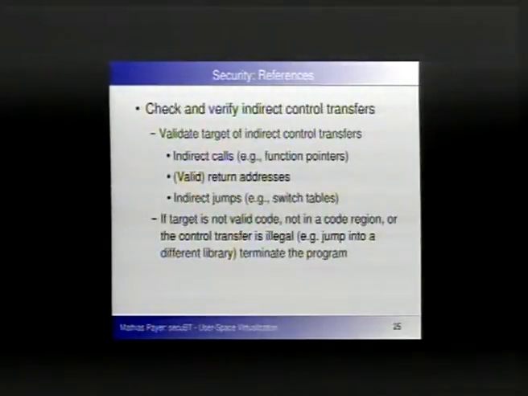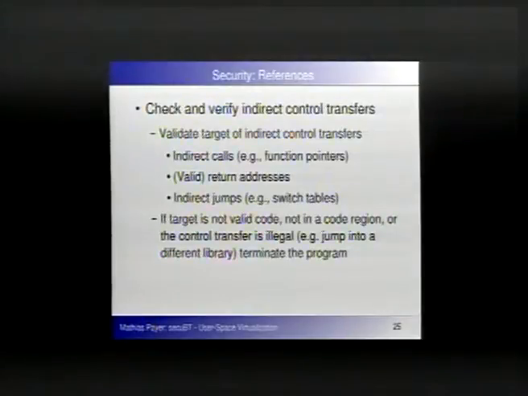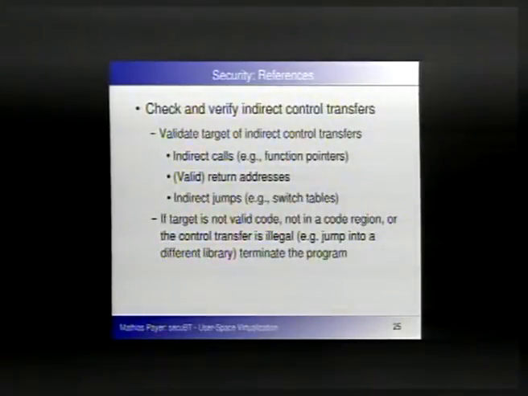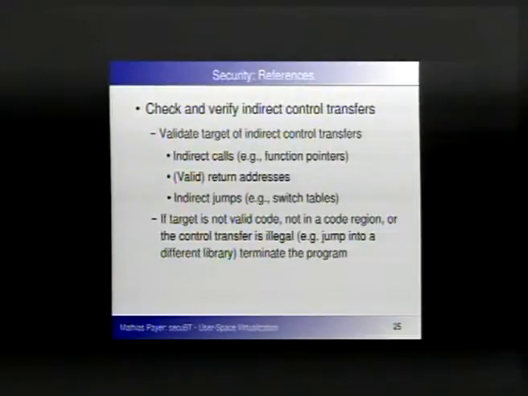When we translate indirect control flow transfers, we can also validate the targets of these control flow transfers and ensure that they branch to an already translated start of a basic block. This is done for both indirect calls, for example function pointers and return addresses, and indirect jumps as well. If the target is not valid code, not in a code region, or some other illegal thing, like a jump into a different library, we can terminate and kill the program and say, this program does bad things, we have to stop that.